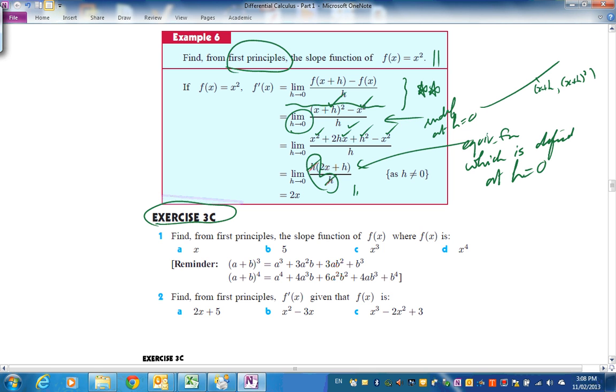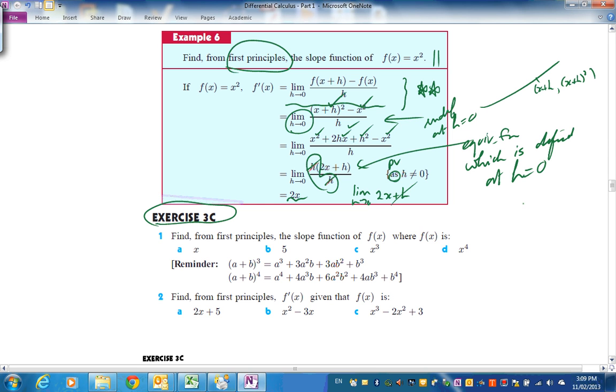Here, I'd like another step in there. Limit as h tends to 0 of 2x plus h. That's left. And if you sub h is 0 in there, the limit is 2x. And I would prefer not "as", but "provided h is not equal to 0".